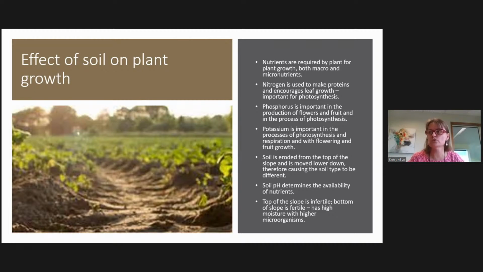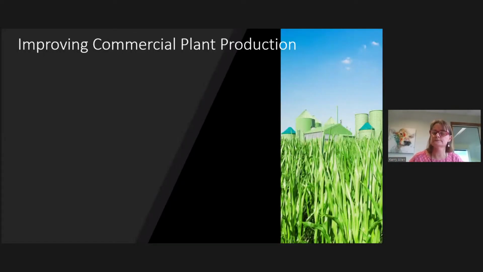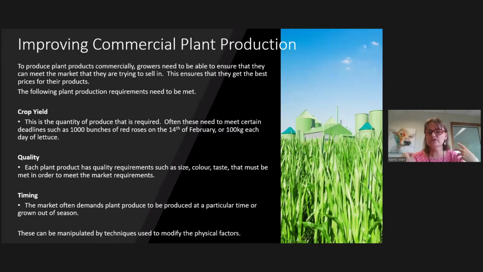Once again, we talked about soil eroding and then looking at the availability of nutrients and the pH. So you need to make sure your pH is where your plants can uptake those nutrients. And then once again, looking at the tops of those soils. All right. So that is all our plant physical factors that we need to look at.